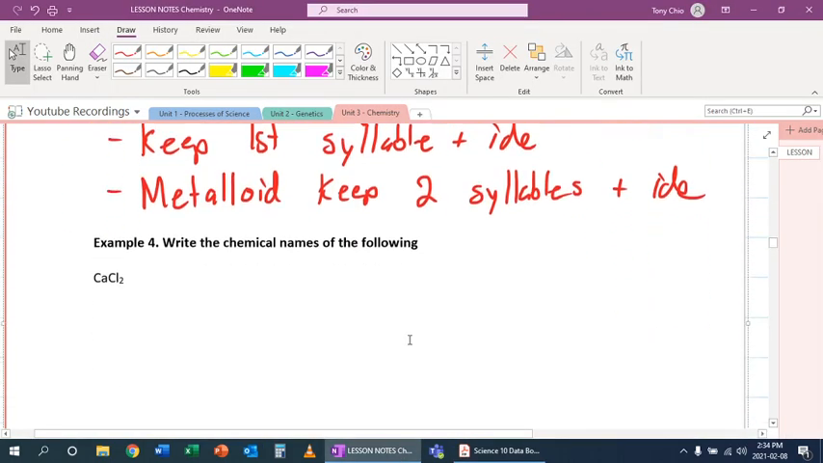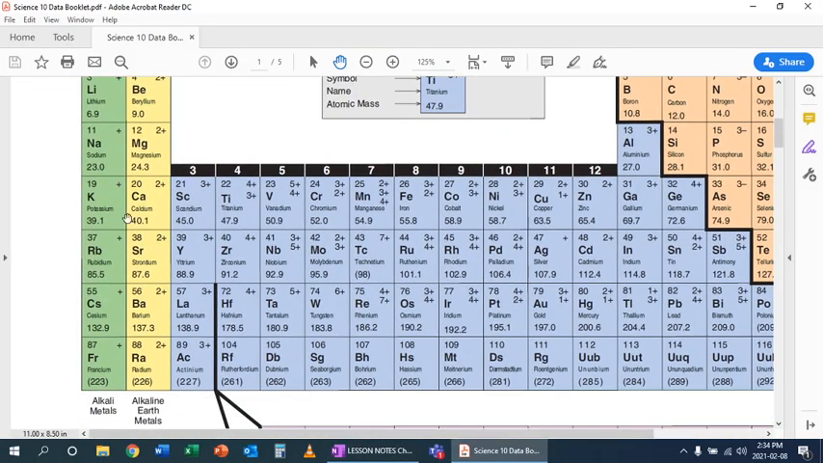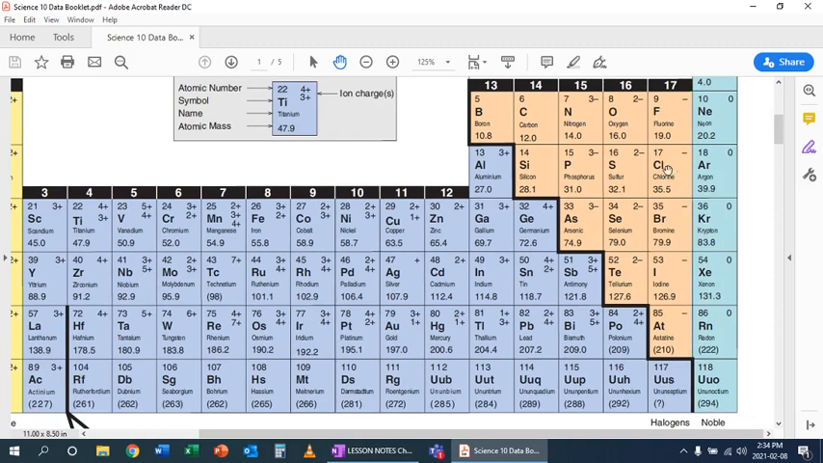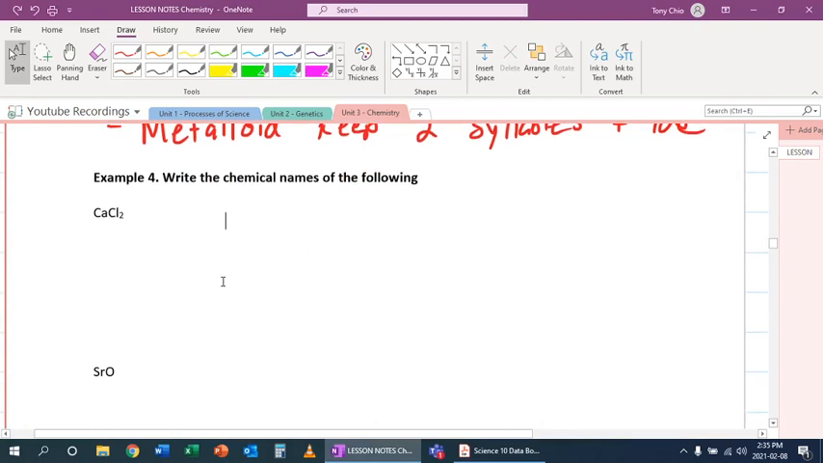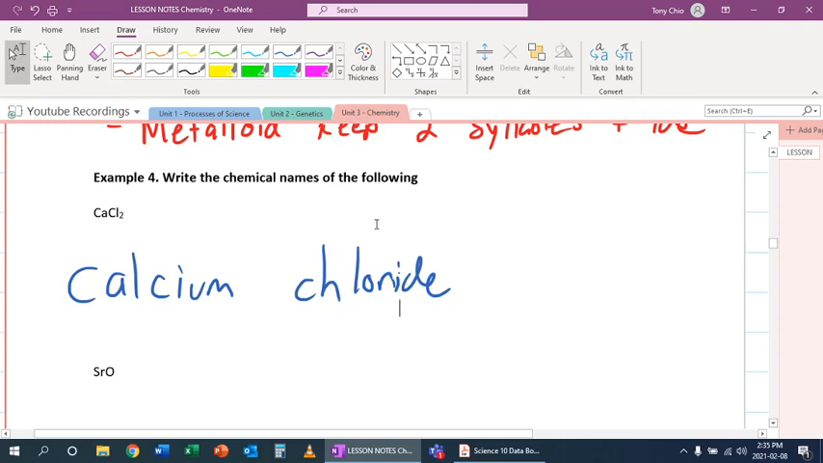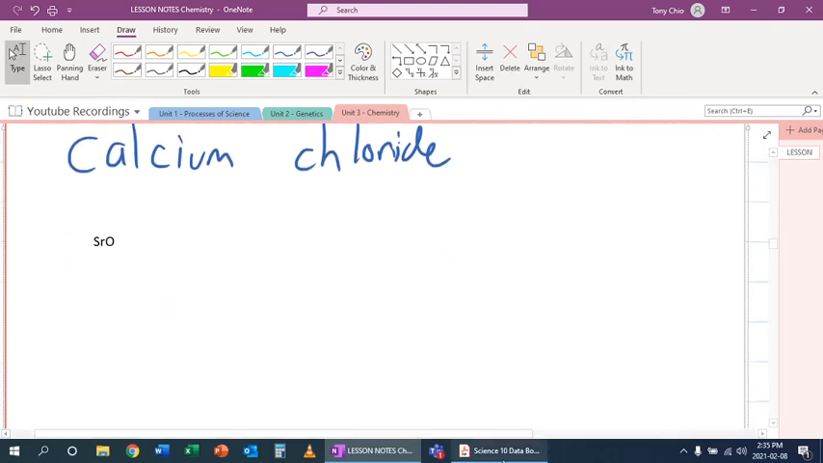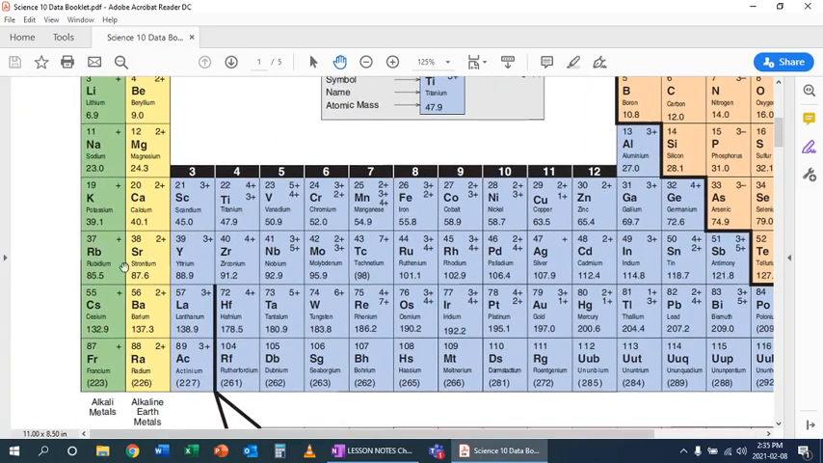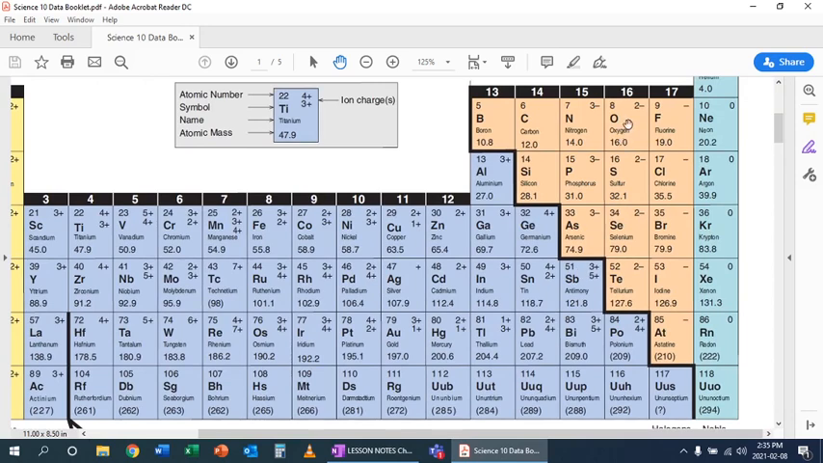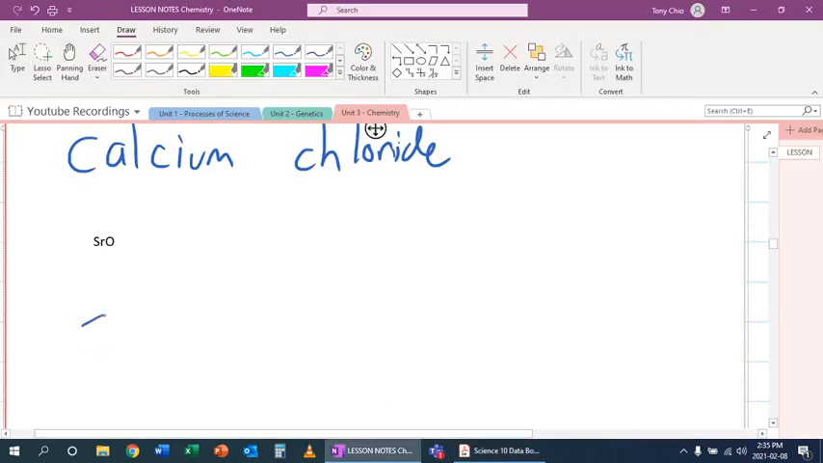So let's practice that. Let's look at this. CaCl2 is calcium, and then Cl is chlorine, so it becomes calcium chloride. We actually don't care about how many chlorines we have, because that just means how many we need to balance out the charges. We just care about its name, which is calcium chloride. If we look at SrO, Sr is strontium, and O is oxygen, which is oxide, so that becomes strontium oxide.